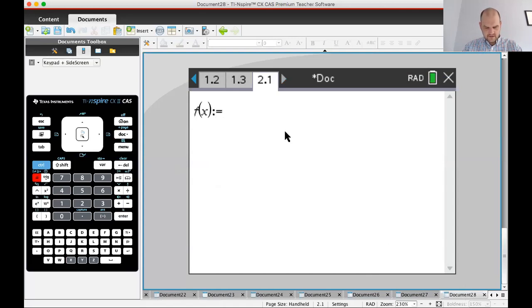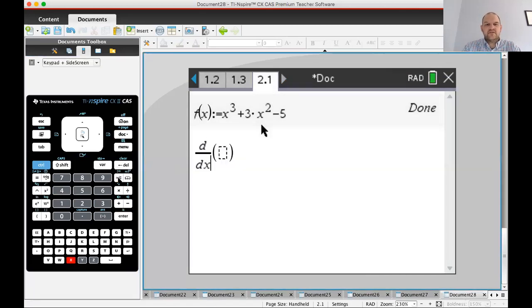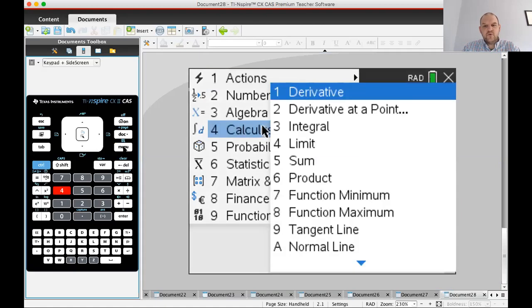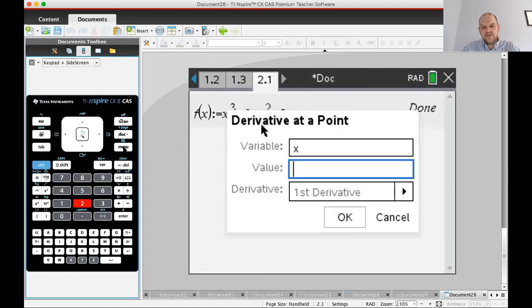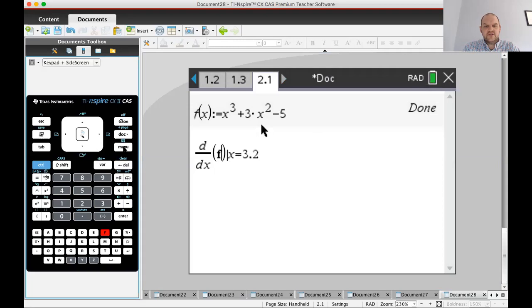So f of x is x cubed plus 3x squared minus 5. All right, so what do we want to do here? I'm just going to find the derivative of f of x at x equals 3.2. A better way to do this, better than what I'm doing, let me delete it, is to do menu, option 4, option 2, the variable is x, 3.2, and then just do f of x. So that's faster. I don't know why I don't do it.